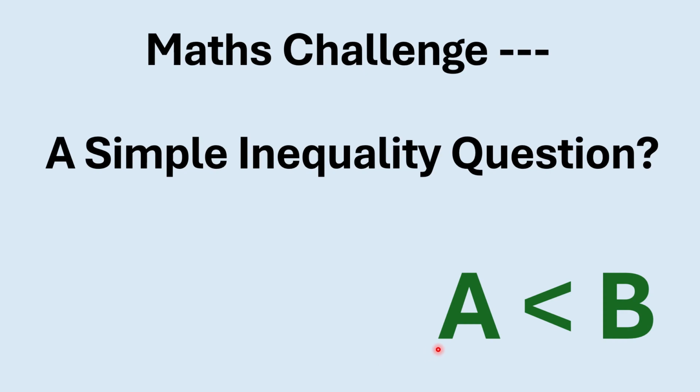For example, if a is less than b, we can move b from the right side to the left side, but we have to change its sign, and we will get a minus b is less than 0. It's also possible for us to multiply the same number on both the left side and the right side. However, in this case, we have to be very careful.